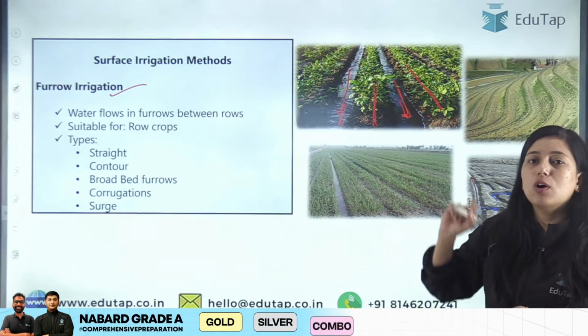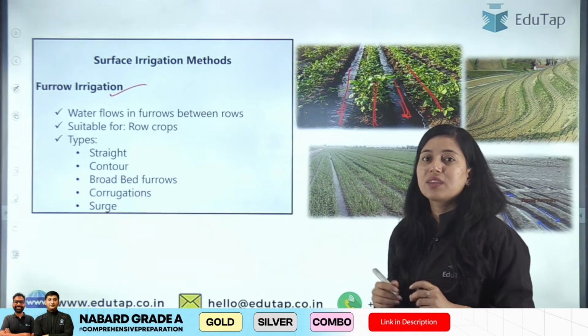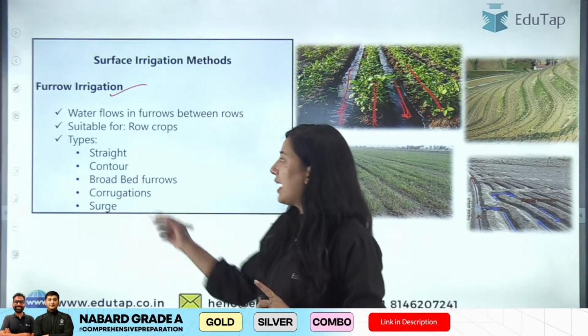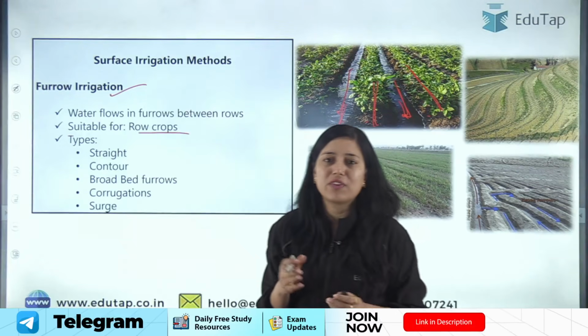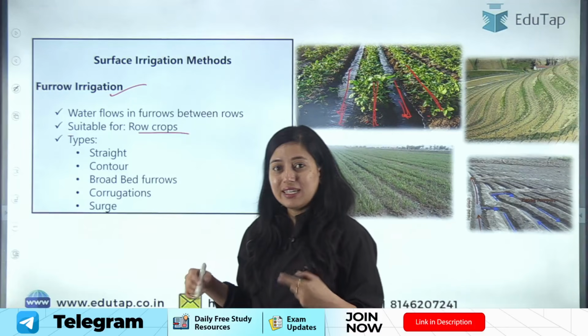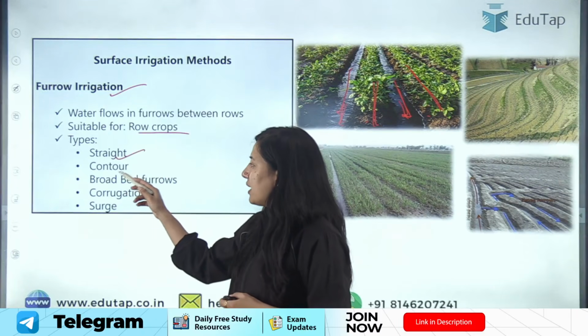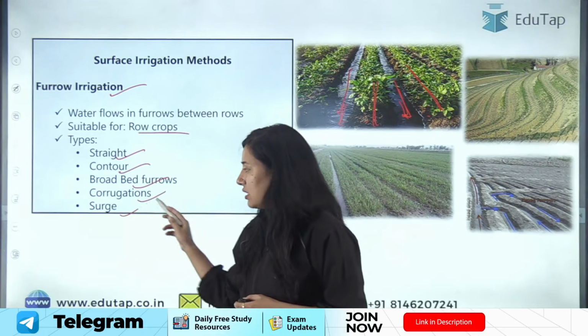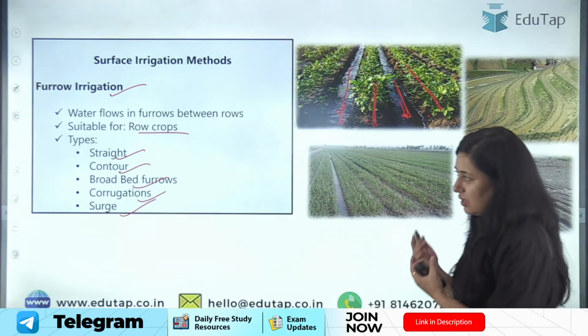So this type of irrigation is known as furrow irrigation system, okay, and it is suitable for row crops where we need to grow crop in rows. So there it is suitable. Now it is of different types. It is straight, contour, broadbed, corrugation, and surge. Okay, now what are these different types?